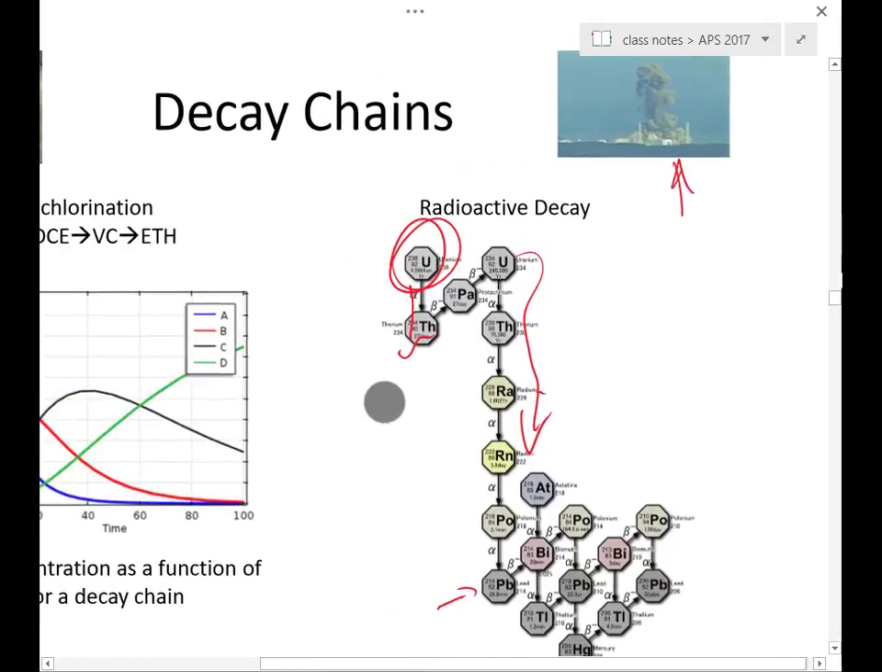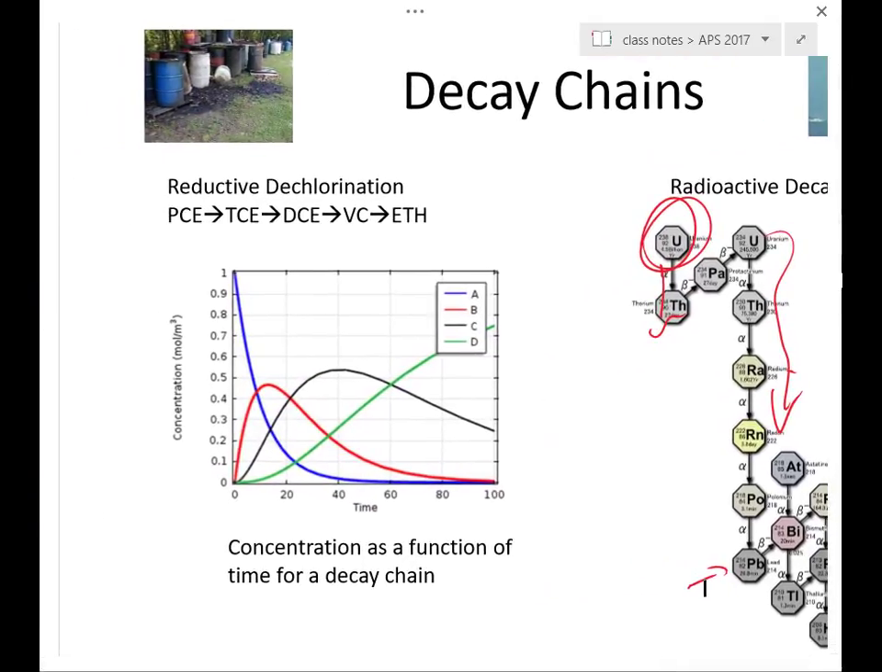Over here on this side, this kind of reaction happens in a variety of different scenarios. So this is an example of an organic decay chain. And so this is perchloroethylene, trichloroethylene, dichloroethylene, vinyl chloride, and ethylene.